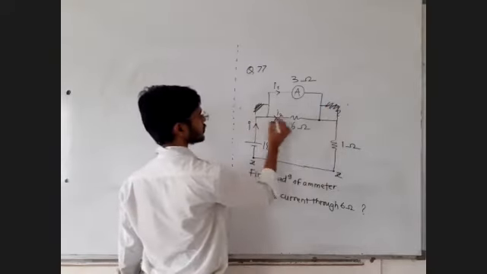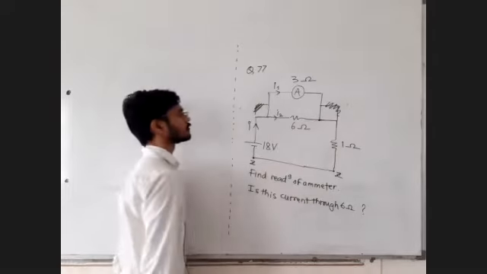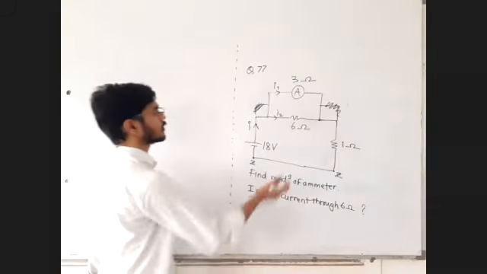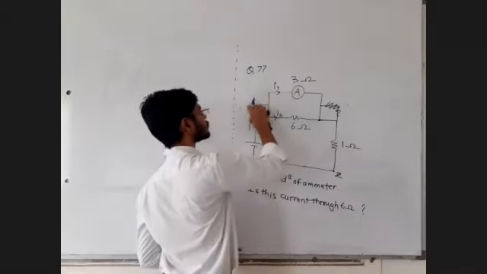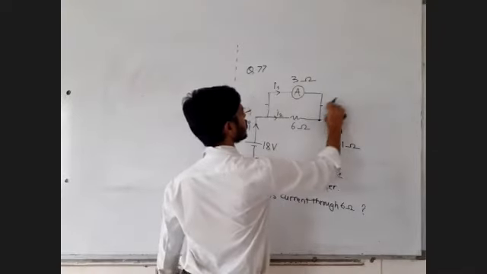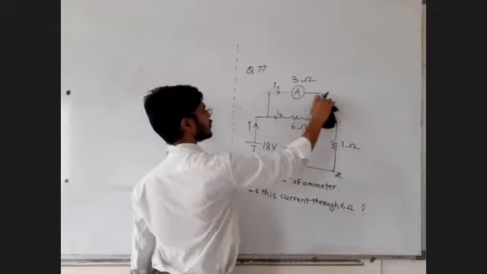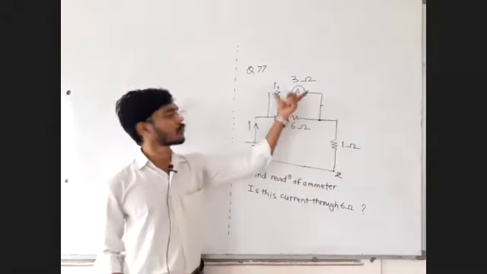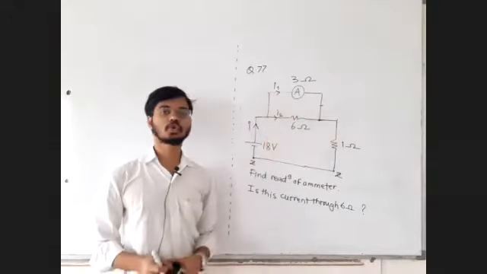And draw a line like this and this. Or draw just another circuit. That is also fine. They are trying to confuse you. How? They have connected the ammeter in parallel with the 6 ohm resistance.